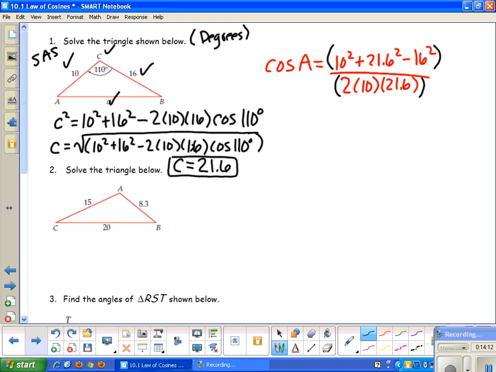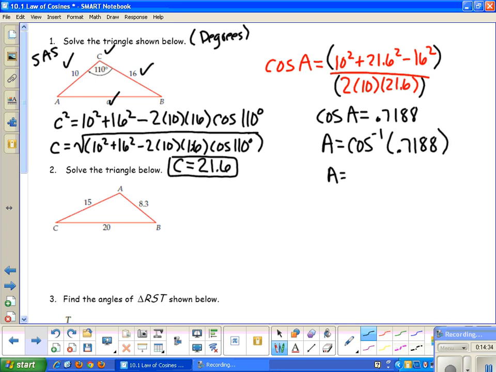So when you do that in your calculator, you're going to end up with the cosine of A being equal to some decimal, which is about 0.7188, and just leave the whole thing in your calculator. So remember, in order to solve for A, we have to use our inverses. So A is equal to the cosine inverse of your answer, 0.7188. So A in your calculator would be really equal to 44.2 degrees. And again, make sure you don't round until the very end, and of course make sure you plug that in correctly.